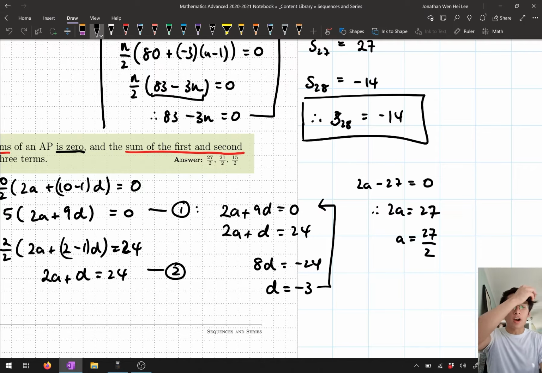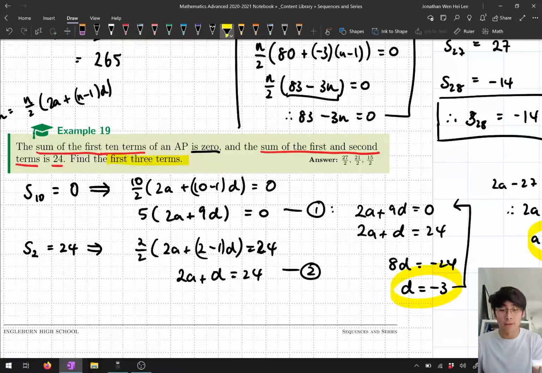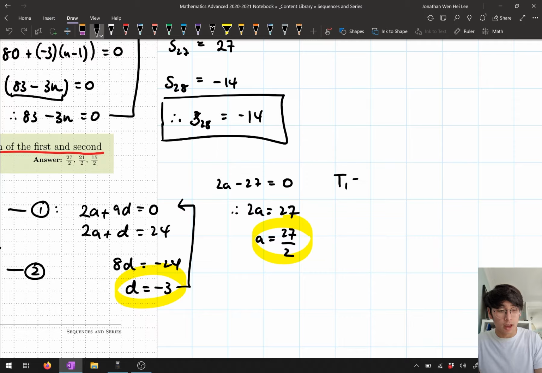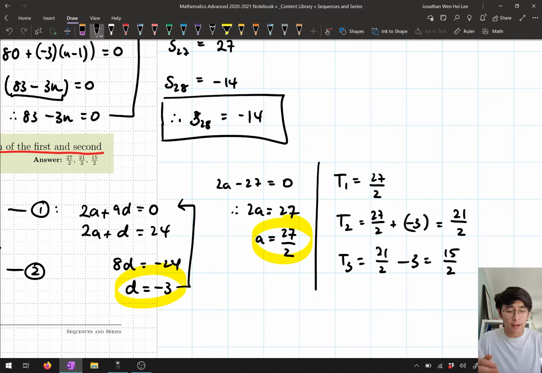And so here, we've got our starting term, and I've got my common difference, and that can actually help me find the first three terms. So t1 is just going to be equal to a, or my starting term, 27 over 2. t2 is just going to be our starting term plus that common difference, so minus 3, and that gives me 21 over 2. And then t3 is just going to be t2, so 21 over 2 minus 3 again, and so here we get 15 over 2.